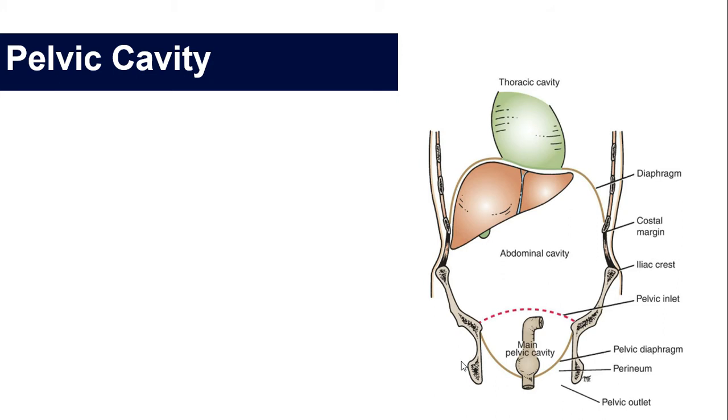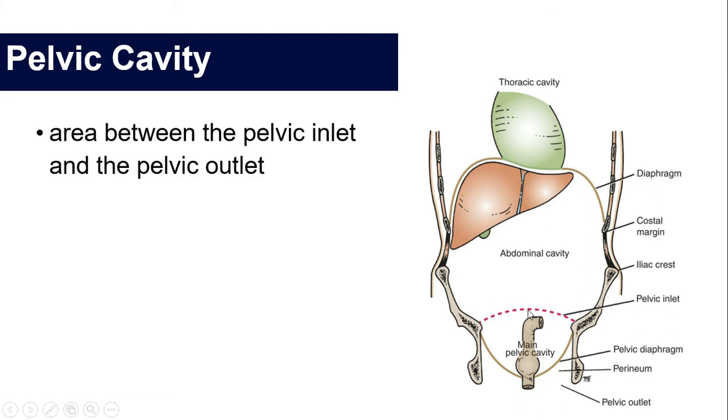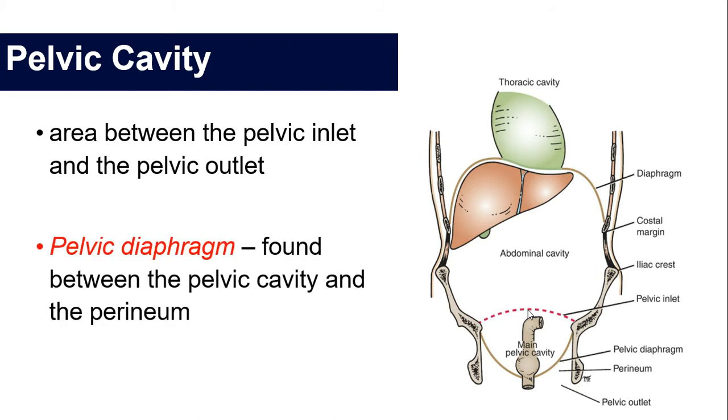So what is the pelvic cavity? This area is our pelvic cavity. It is an area between the pelvic inlet and the pelvic outlet, as we have discussed last module. So we have here the pelvic diaphragm, which is located right here, found between the pelvic cavity and the perineum. It means your pelvic diaphragm divides your pelvic cavity from your perineum.